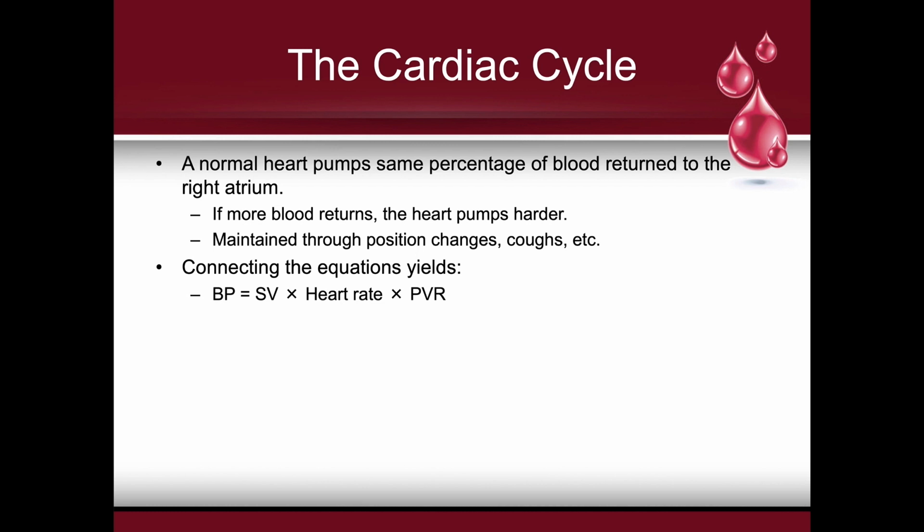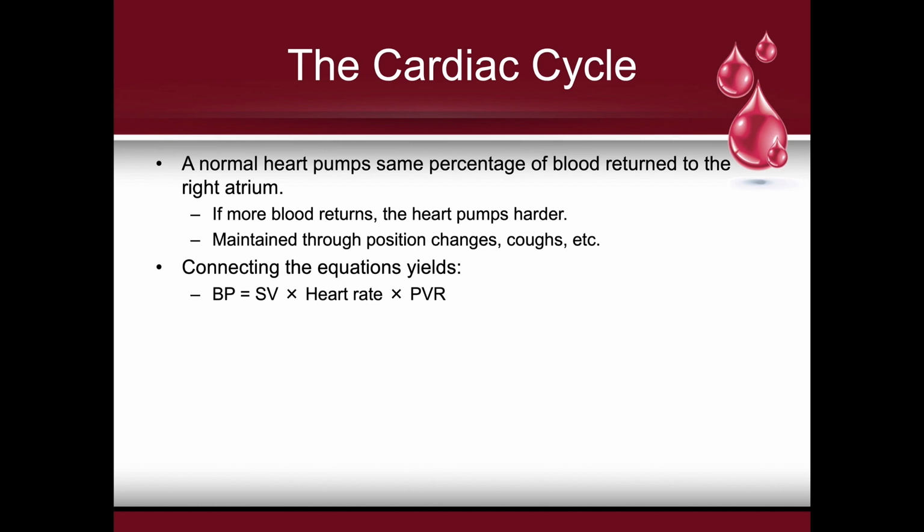Think about distributive shock. Distributive shock is like septic shock or neurogenic shock or anaphylactic shock, where you may have profound vasodilation, right? You have enough volume, but your vasculature is bigger, so there's not enough volume in the vasculature to keep the pressure higher. So that increased size of vasculature will decrease peripheral vascular resistance, causing a decrease in blood pressure.